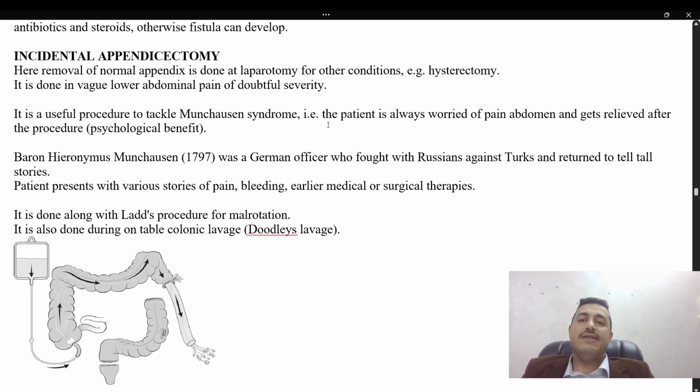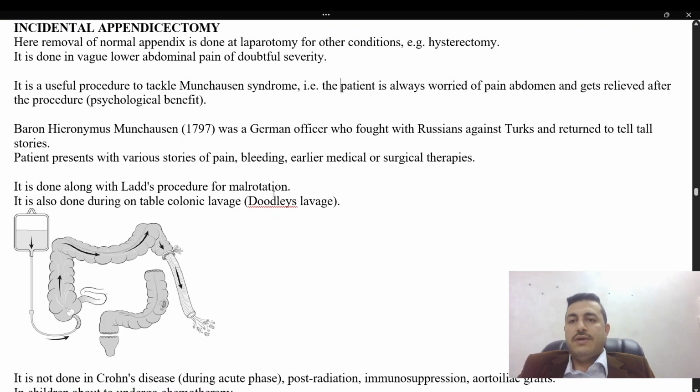Another entity is what we call incidental appendectomy. Incidental appendectomy is the removal of a normal appendix done at a laparotomy for another condition. We do the appendectomy, but the operation was not done for appendicitis. There are 4 or 5 scenarios in which we do incidental appendectomy.